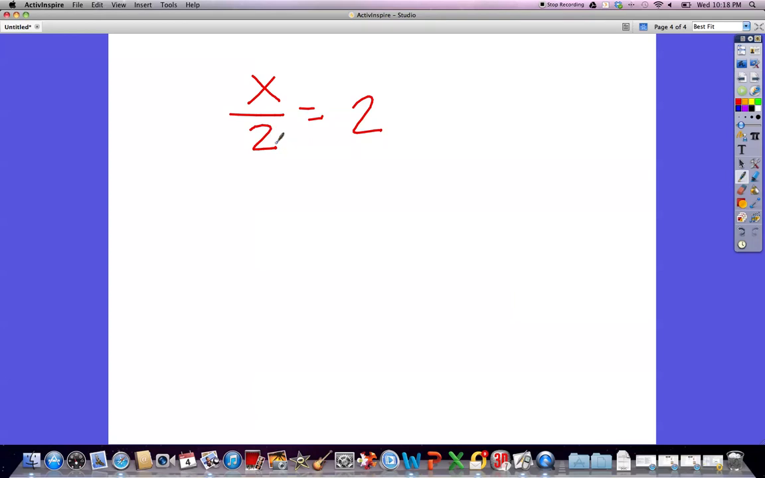So let's think about this. If I'm using these numbers that are over here already, I'm going to multiply this side by, that's right, by 2. And what I do to one side, I must also do to the other. So if I multiply this by 2, because that's what's down here, I'm going to multiply this by 2.